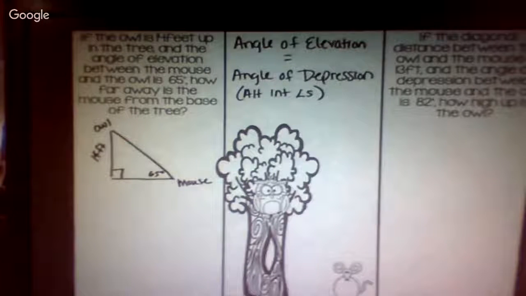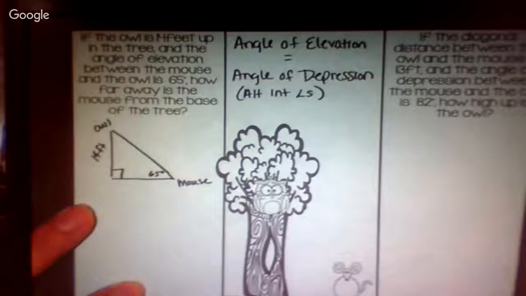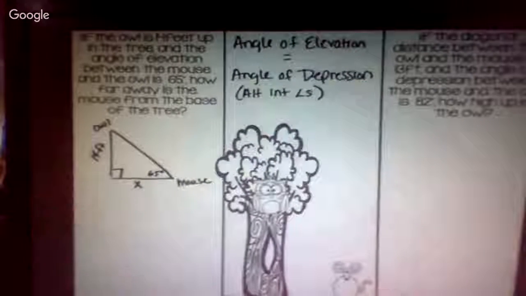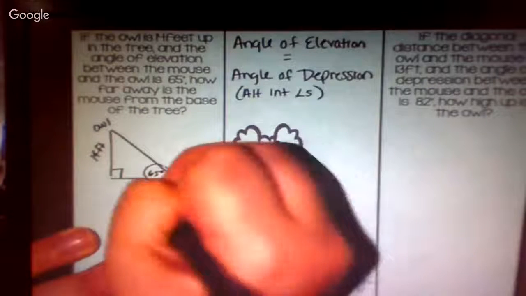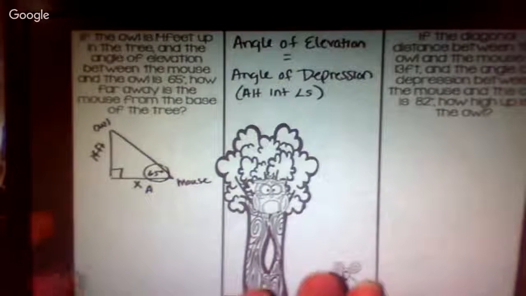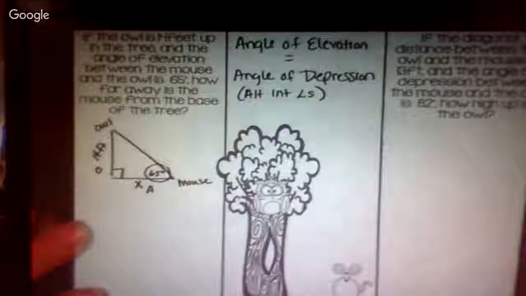What am I finding? The adjacent side. It says from the base of the tree, so you would go to the base of your tree and go to the mouse. So it's going to be this bottom side down here. Be careful of the wording. So 65 is my reference angle, which means 14 is my opposite. So I'm dealing with what again? Tangent.